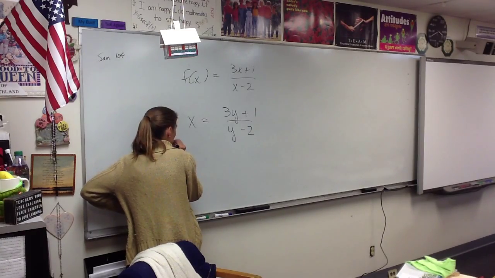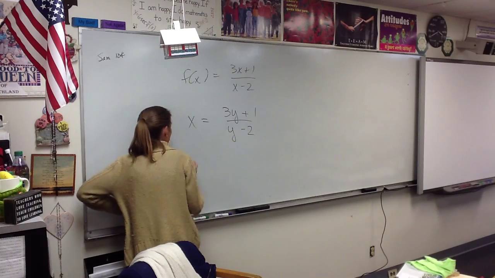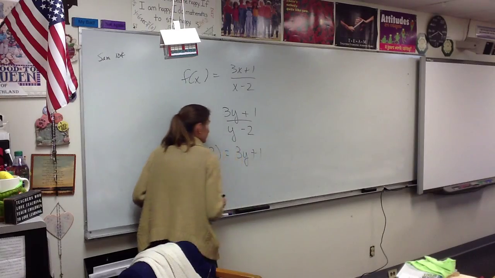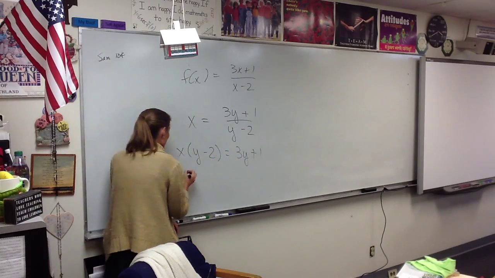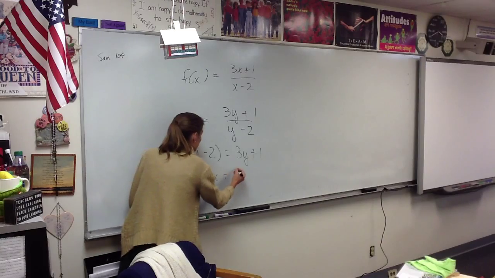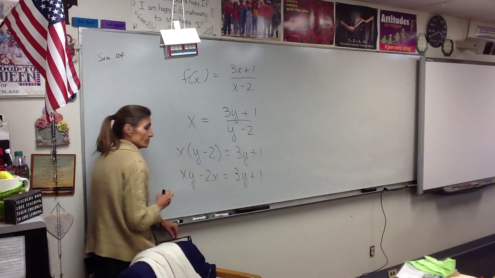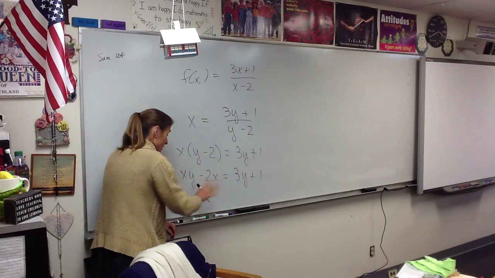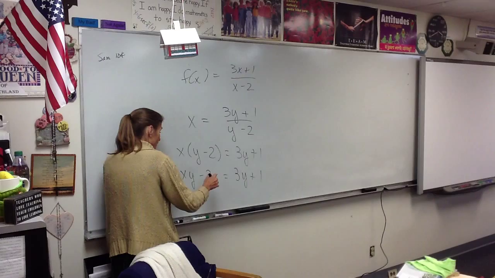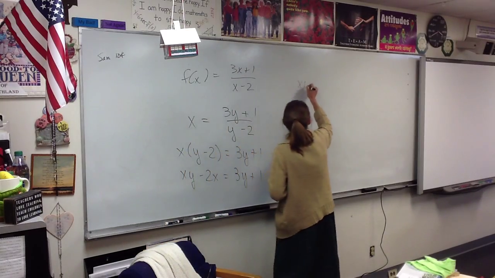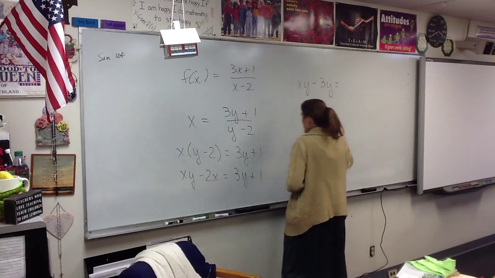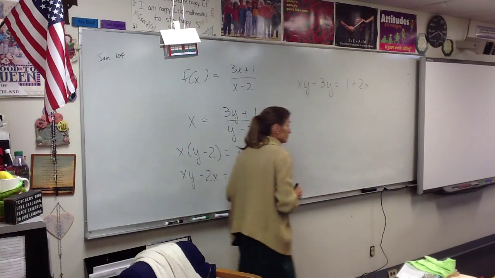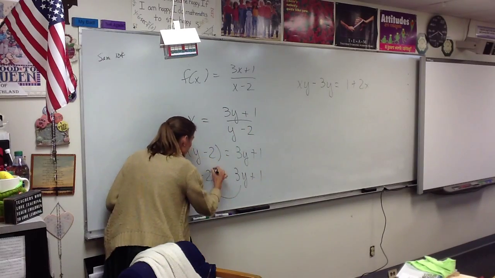What's step two? Take your denominator. Yep, take your denominator over. Multiply both sides by y minus 2. Distribute over here. Now here's where some of you went wrong. Once you get distributed, you got to rearrange so that everything with a y is on one side and everything without a y is on the other side.